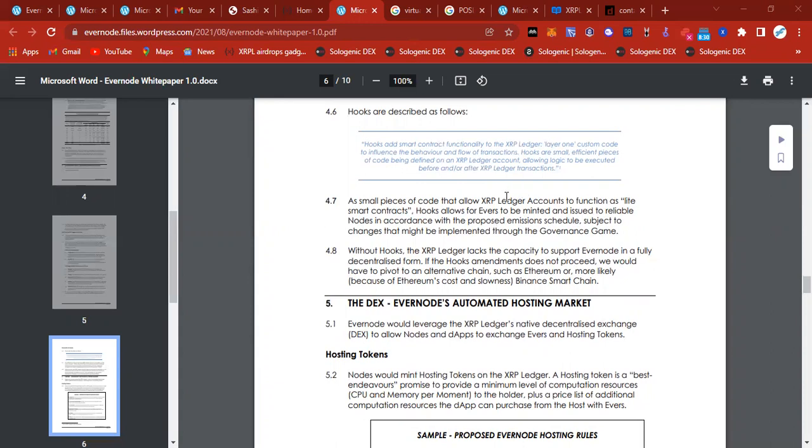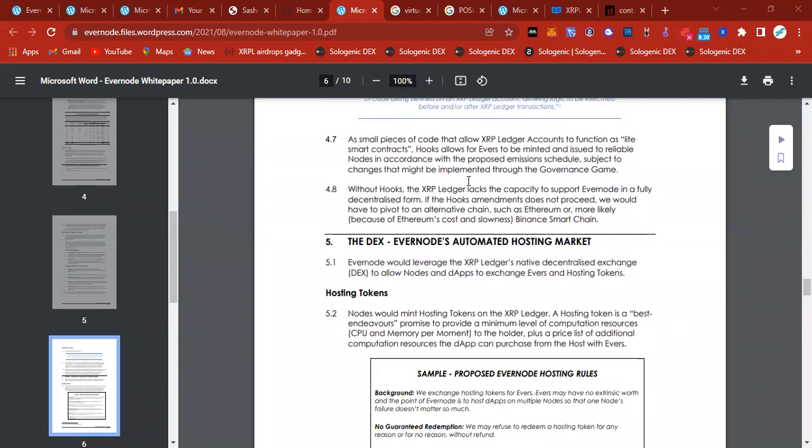It's really crazy. So as a small piece of code that allows XRP ledger accounts to function like smart contracts, Hooks allows the Evers to be minted and issued to reliable nodes in accordance with the proposed emissions schedule, subject to change that might be implemented through the governance game. Without Hooks, the XRP ledger lacks the capacity to support Evernode in a fully decentralized form.